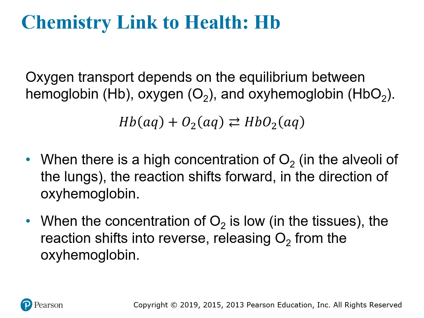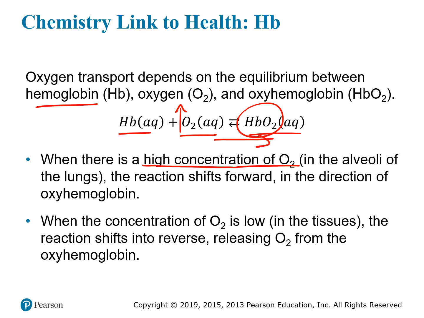Oxygen is transported in your blood with a protein called hemoglobin. So you can represent the binding of oxygen to hemoglobin through an equilibrium reaction, where hemoglobin plus oxygen produces oxyhemoglobin, and this is a reversible reaction. So wherever there's a high concentration of oxygen, in other words, wherever there's a high amount of one of the reactants, then the reaction equilibrium shifts to the right, and you end up with a lot of oxygenated or oxyhemoglobin. In other words, the oxygen is bound to the hemoglobin.